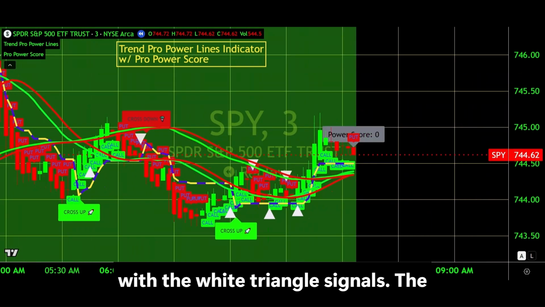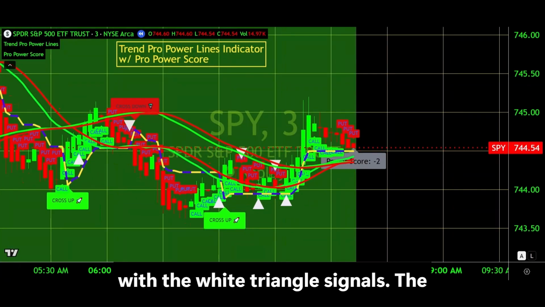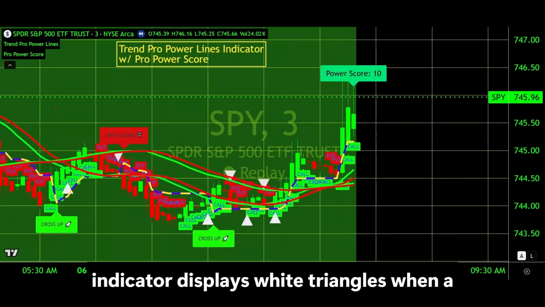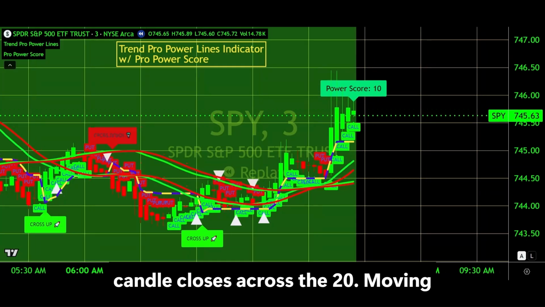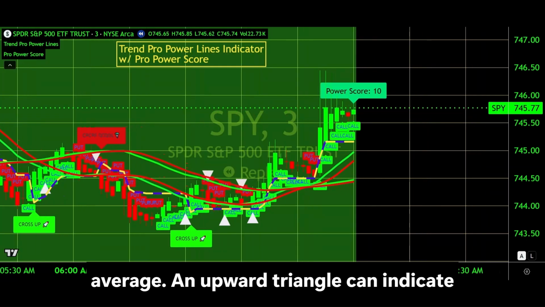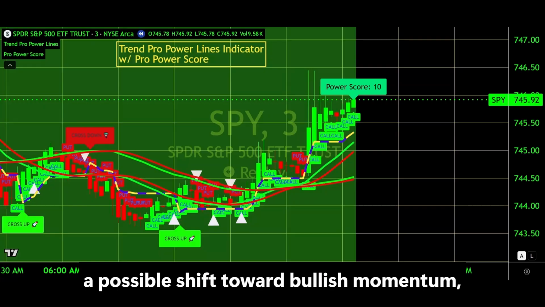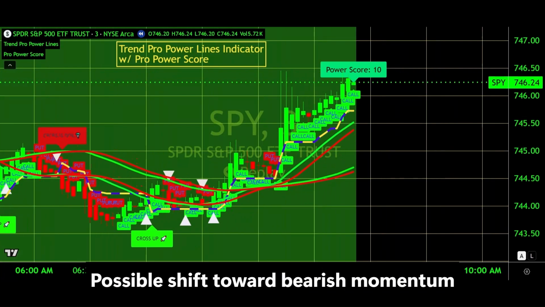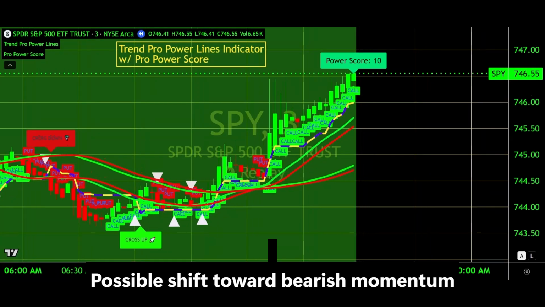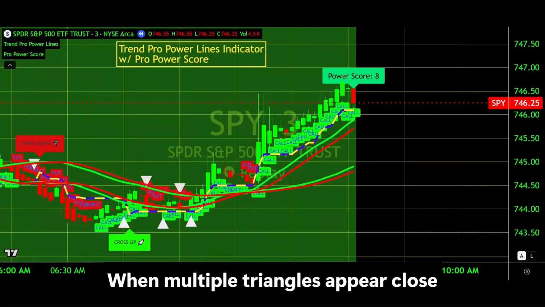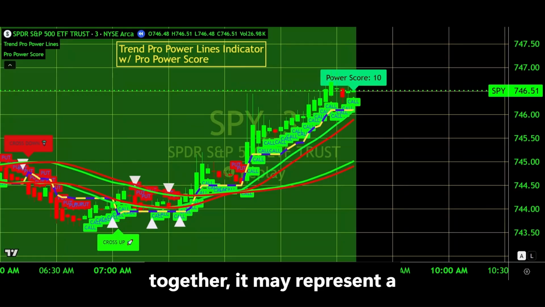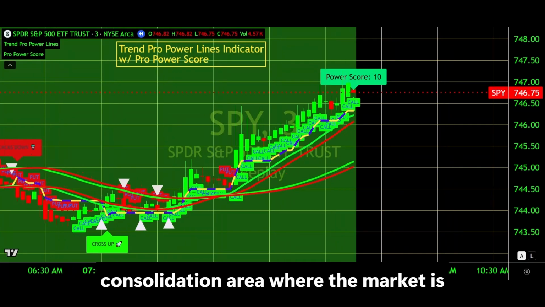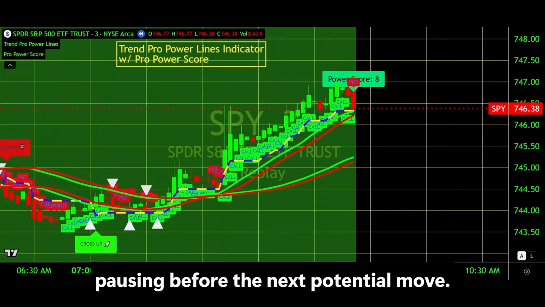Let's start with the white triangle signals. The indicator displays white triangles when a candle closes across the 20-period moving average. An upward triangle can indicate a possible shift toward bullish momentum, while a downward triangle can indicate a possible shift toward bearish momentum. When multiple triangles appear close together, it may represent a consolidation area where the market is pausing before the next potential move.